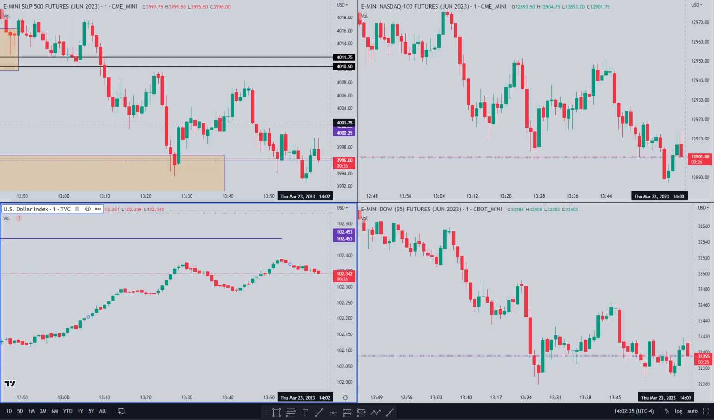Okay, so we were able to get back up into this area. I didn't want to see it do that. Definitely don't want to see it up in here. I want to see it kind of stay heavy in here. We're in the 2 o'clock hour. NASDAQ looks heavy here.